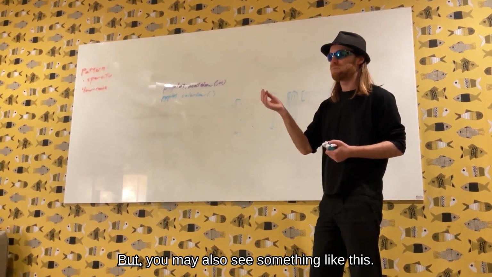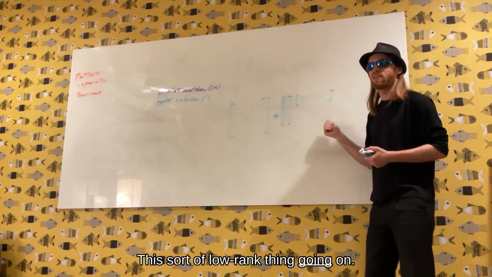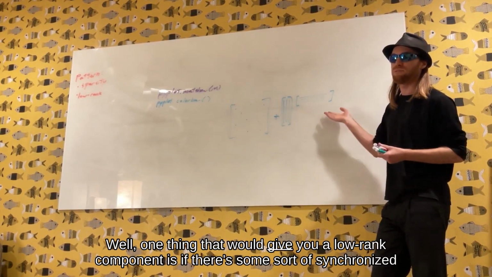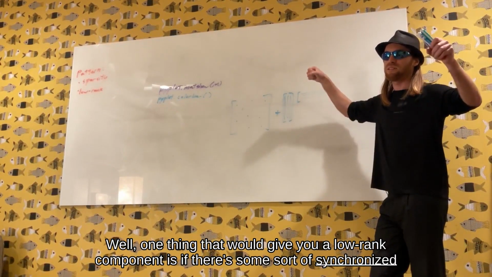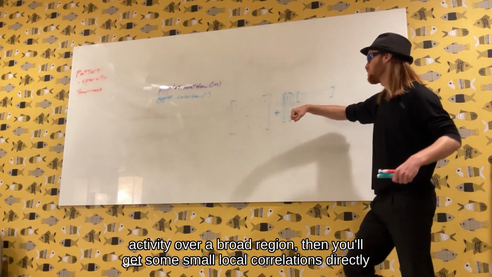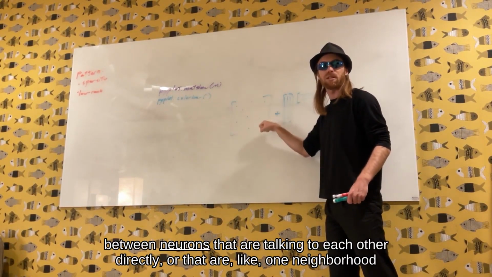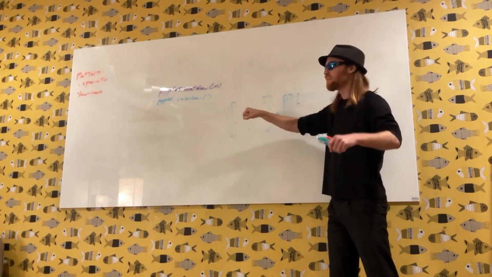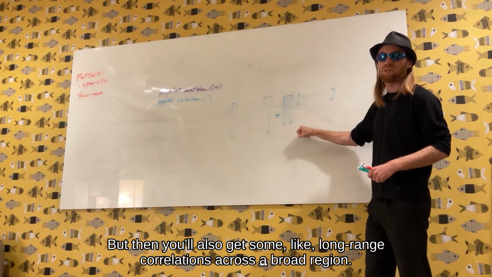But you may also see something like a low rank thing going on. What sort of phenomenon would do that? One thing that would give you a low rank component is some sort of synchronized activity over a broad region. Then you'll get small local correlations directly between neurons that are talking to each other, or one neighbor hop away, but also some long range correlations across a broad region.